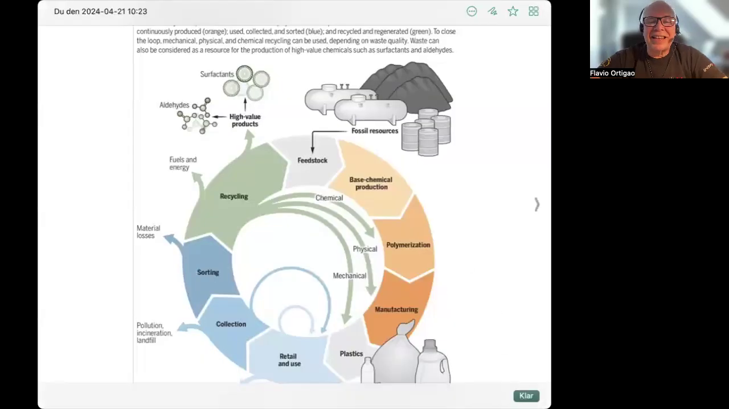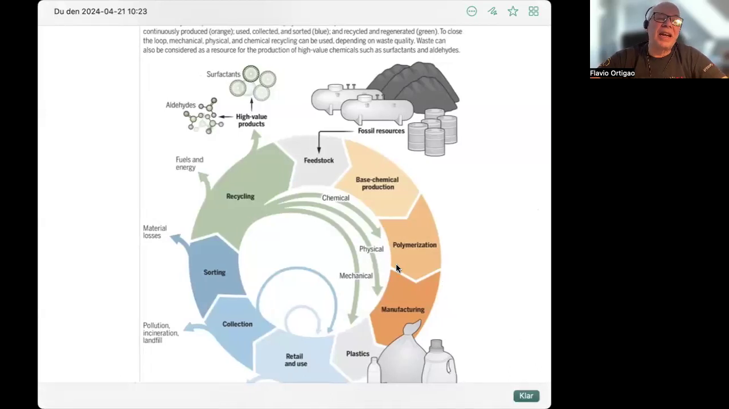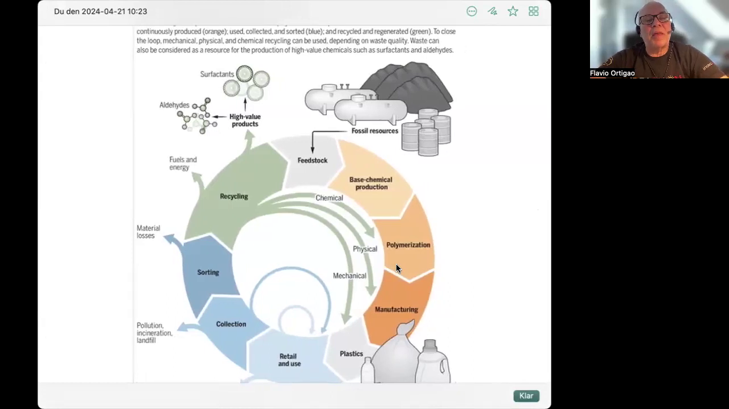I have to find here, share the screen with you. Okay, this is the picture I want to share with you. And this was published in Nature. And I think it's a very good art describing the process. So I'm talking about plastics.